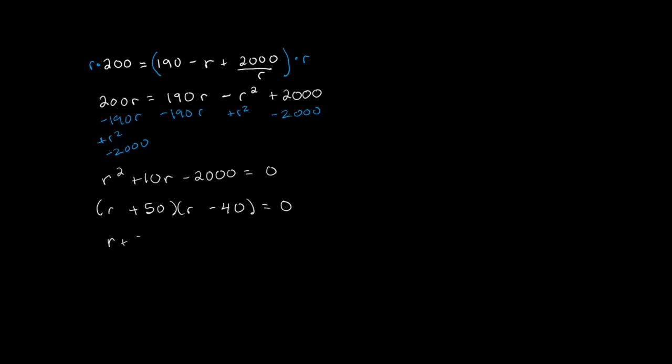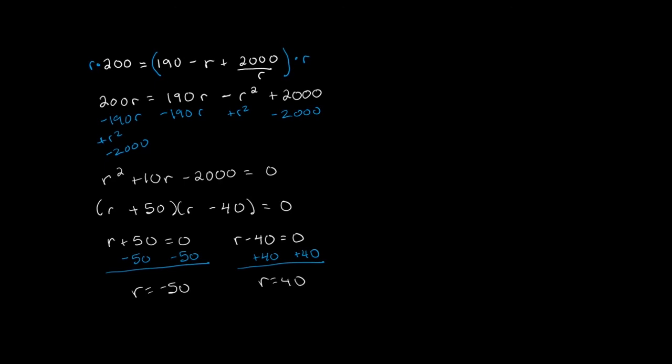So I set each factor equal to 0. So we have r plus 50 equal to 0 and r minus 40 equal to 0. And then I'm going to solve each of these for r. So minus 50 from both sides, and plus 40 from both sides. And we got r equals negative 50 and r equals 40.